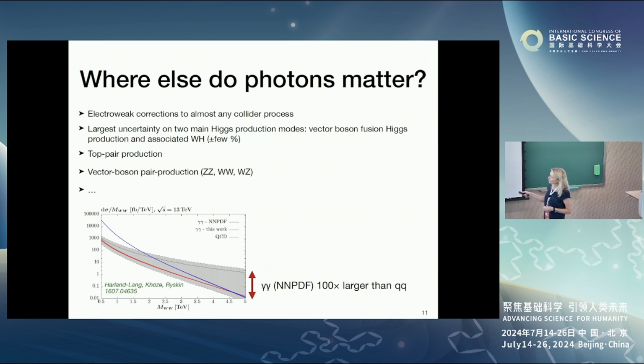It's also relevant, of course, if you do precision in top pair production, vector boson pair production, and so on. This is, for instance, again a plot showing the invariant mass of the two W pairs. You see the same behavior. This is the standard QCD behavior, and this is what was done in that paper: the photon-photon induced contribution, which becomes large but has this huge uncertainty.